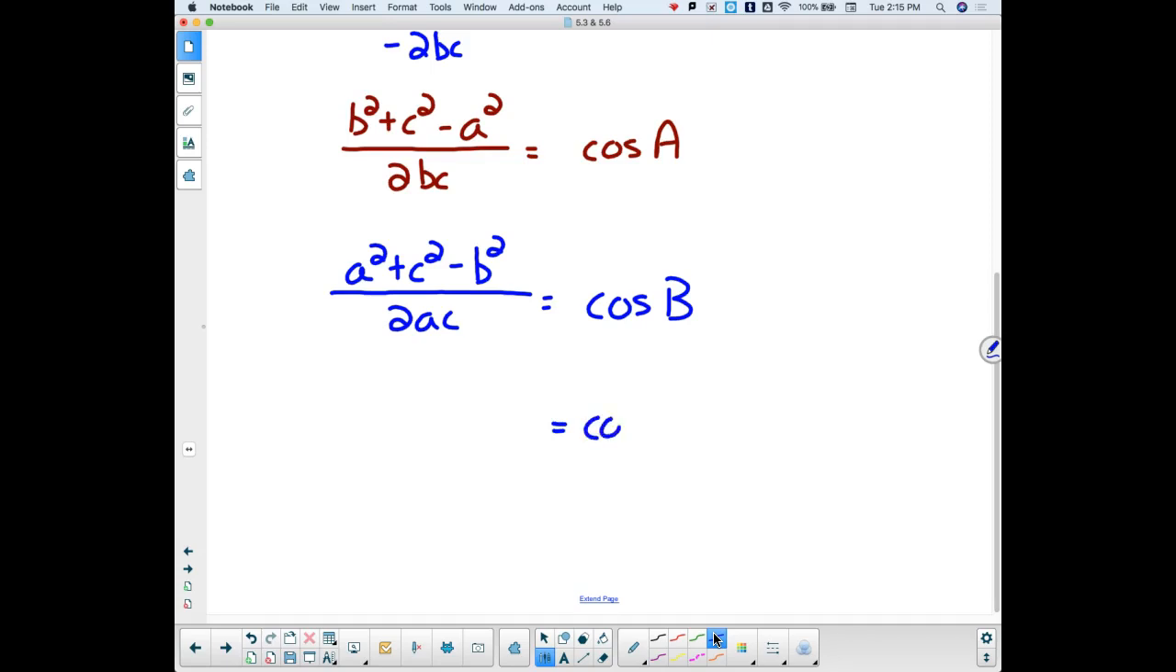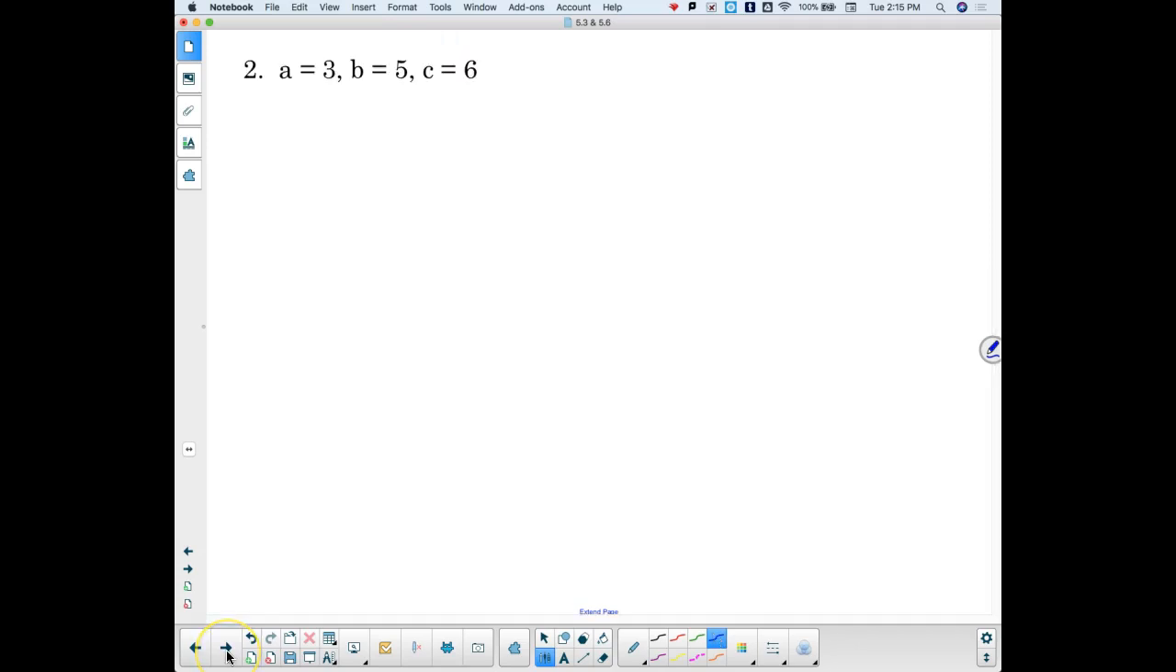Which means that the cosine of angle C is equal to what? What would the cosine of angle C be? A squared plus B squared minus C squared all over 2AB. Agree, Wolfie? Yeah. Okay, so that we said was A squared plus B squared minus C squared all over 2AB. Okay, let's put that to work.